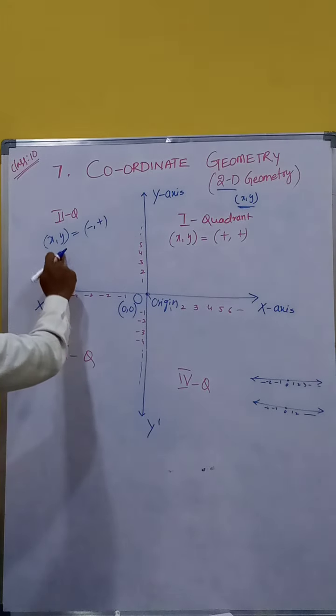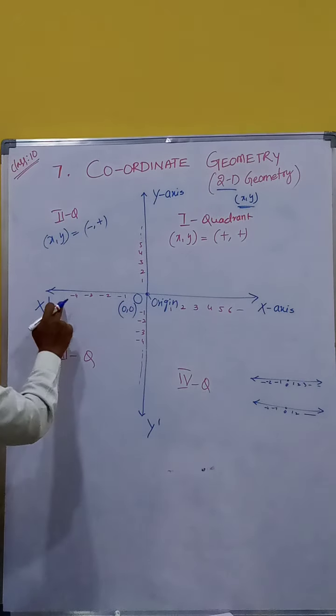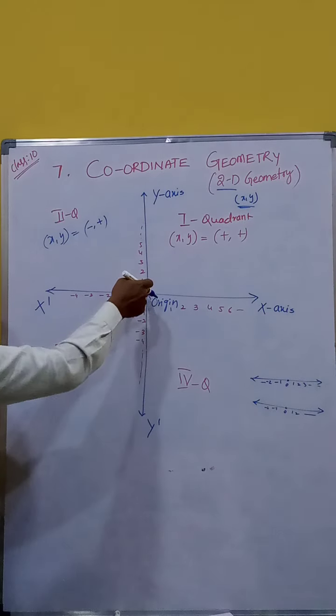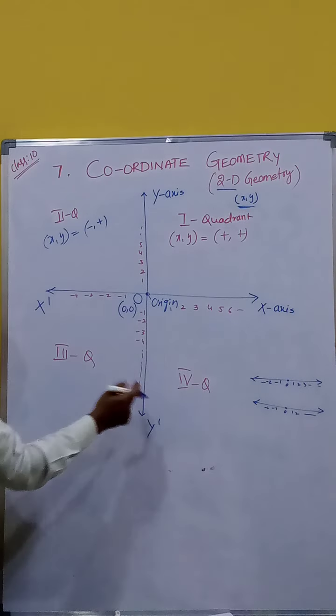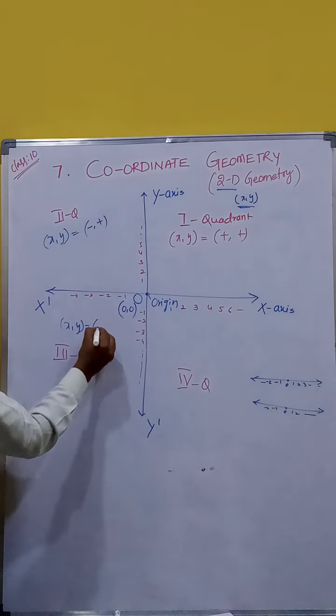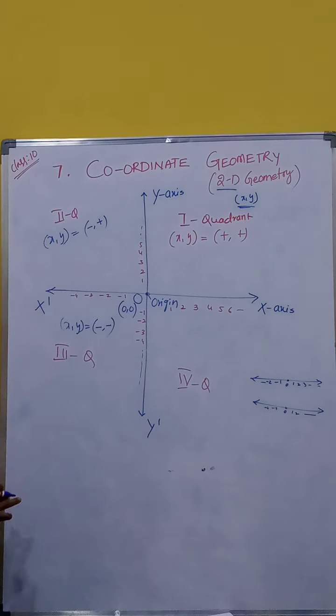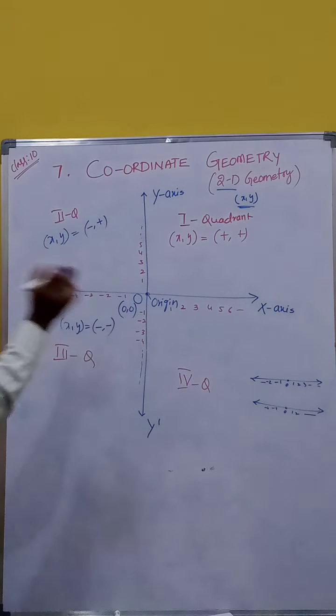X is minus and y is plus. Now come to the third quadrant. In the third quadrant, what is here? X is negative and here y is also negative. That means x comma y, both are negative, minus and minus, because here also negative, here also negative.